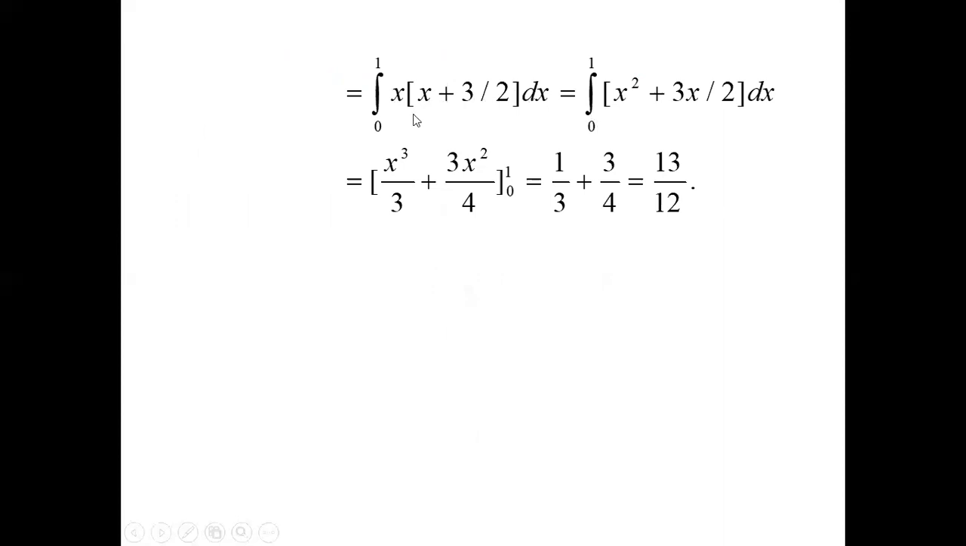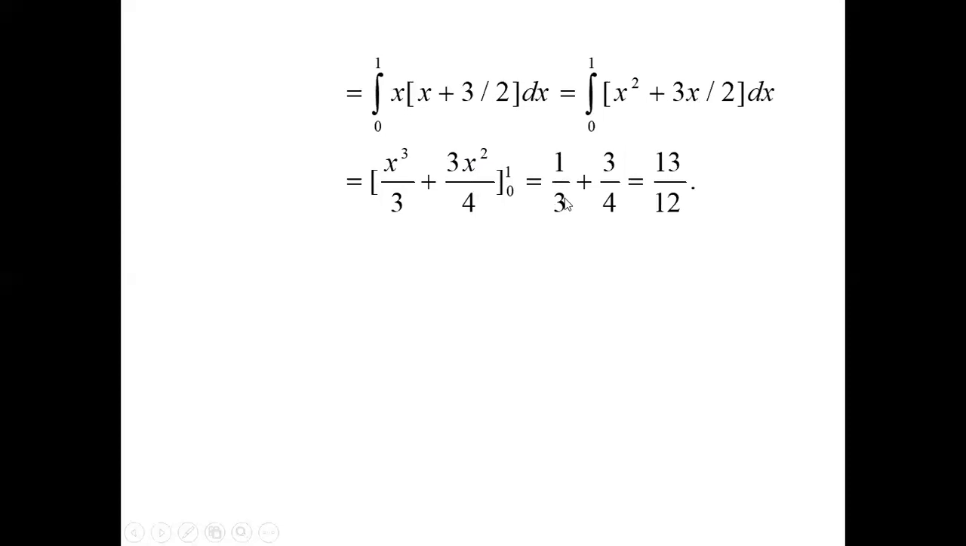That is equal to integration of x into x, which is x square, then 3x upon 2, dx. Then the integral of x square is x cube upon 3. The integral of 3x upon 2 is 3x square upon 2 into 2, which becomes 4. Then between the limits 0 to 1, put the upper limit x is equal to 1 and the lower limit x is equal to 0. When you put the upper limit x is equal to 1, the first part is 1 by 3 and the second part is 3 by 4. When you put the lower limit x is equal to 0, this is also 0. Therefore, the lower limit is equal to 0.